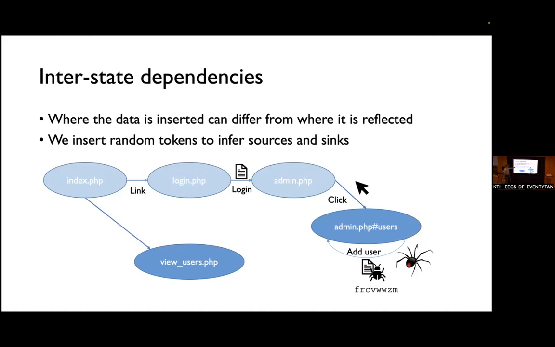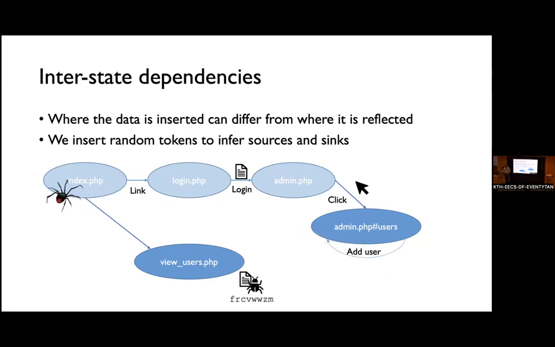Plant the random token, and then as we get to the view users later on, the crawler discovers, oh, here's this random token right here in this output that we generated, so we can make the connection with where it was injected and identify this interstate dependency. That's a nice feature, and you can already see that this deals nicely with stored injection, because if we use the database when we add users, then the taint will propagate into the database and will be retrieved and used when we view the users. So then we'll find it there.